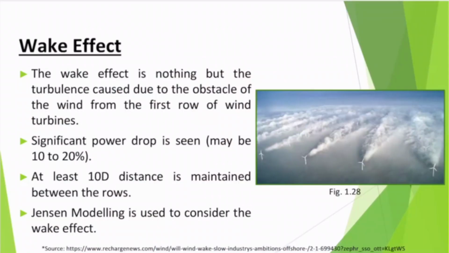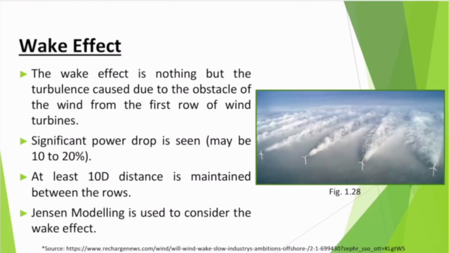Okay, so what is the wake effect? You can see from the diagram many wind power plants are covered with the wind flow being disturbed by one of the power plants. So the wake effect is nothing but the turbulence caused due to the obstacle to the wind from the first row of wind turbines. If you have n number of wind turbines in different rows, the first wind turbine will disturb the second, the second will disturb the third. So the wind speed which is available to the first one smoothly is not available to the second one because it disturbs and creates a turbulence around it.